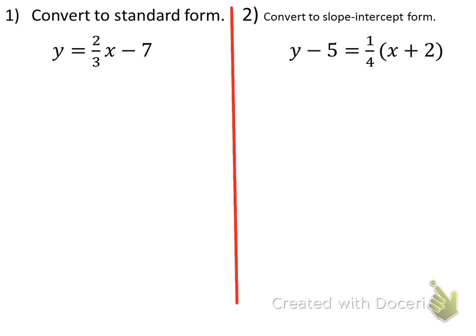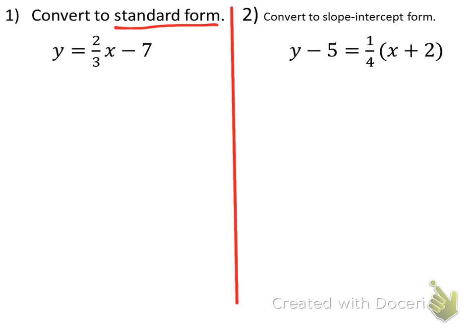Y is equal to 2/3 x minus 7. So we want to convert this, and the directions say standard form. So I look on my steps here and I see standard form. It says ax plus by is equal to c. So it looks like the x has to be on the left side of the equation, the y has to be on the left side of the equation, and then there's the equal sign, and the constants have to be on the right. So over here, the y is on the left side, so we don't need to move it. The x is on the right, so this I'm going to have to move. And then the constants are already on the right, so I don't have to move those.